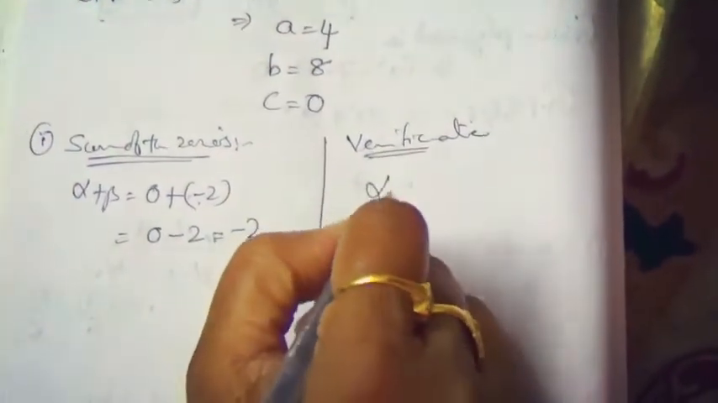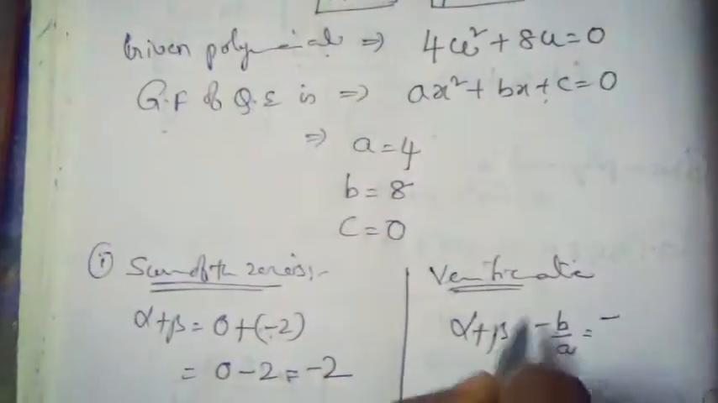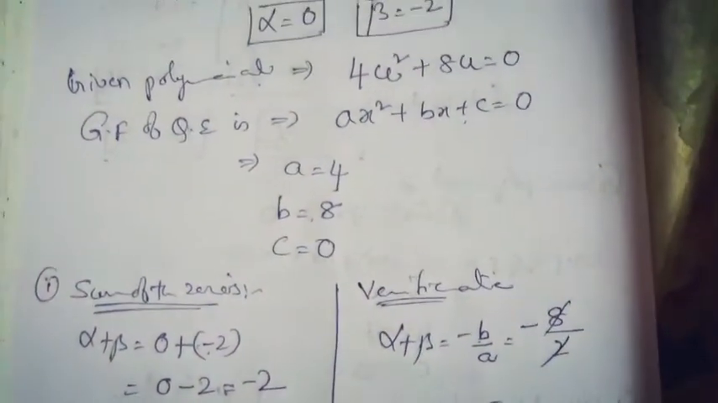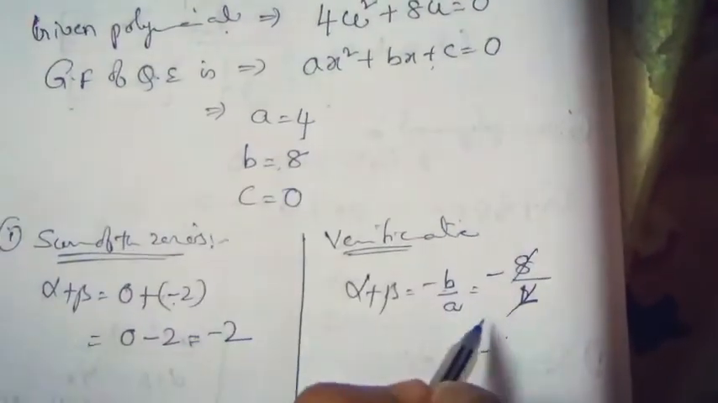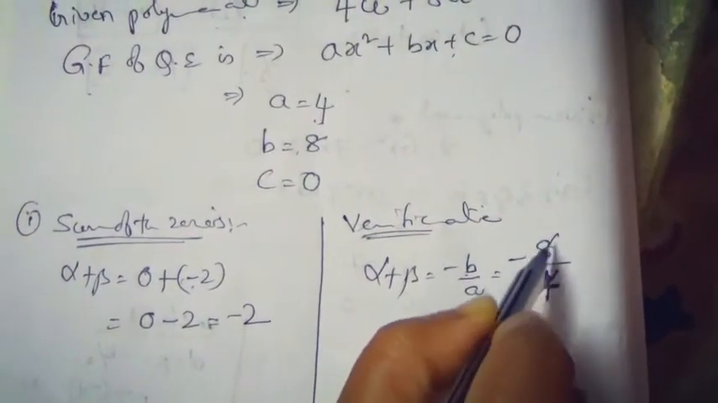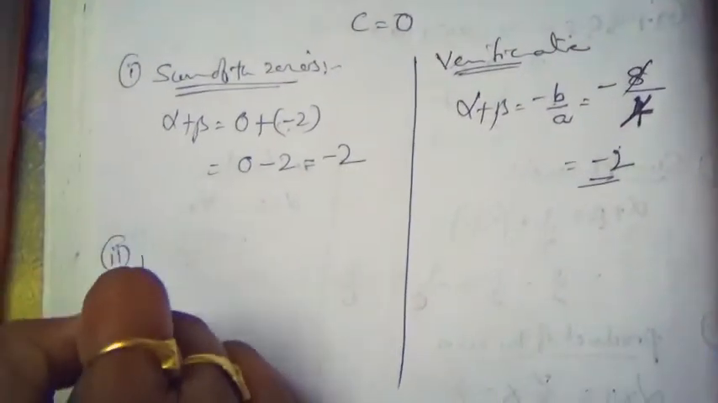what is the formula? Alpha plus beta is equal to minus b by a. Minus b value is 8, by a value, which is 4. On cancellation you will get minus 2. Yes. So the second one, product of the zeros.